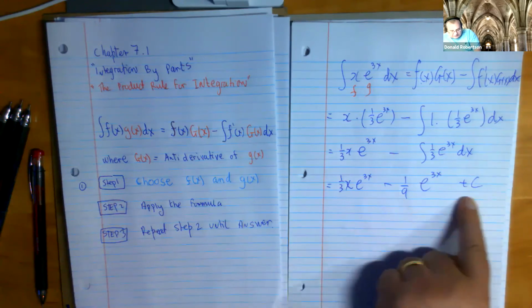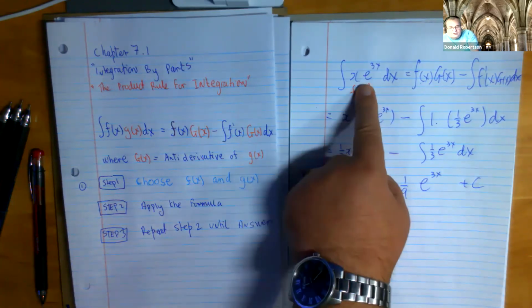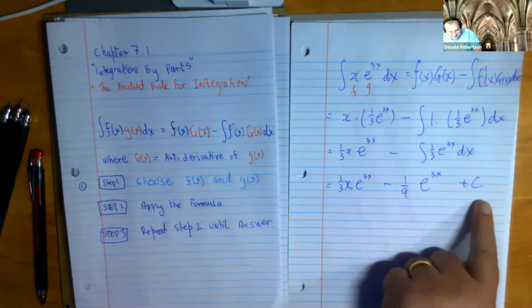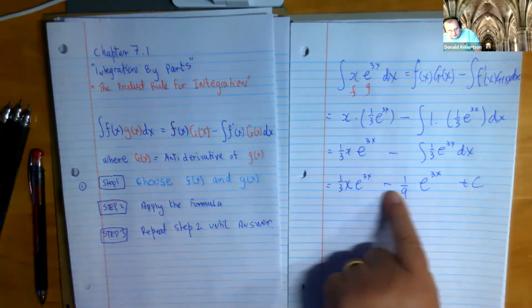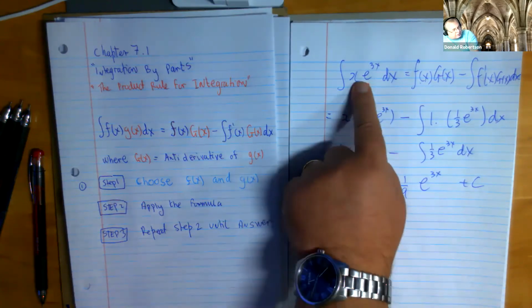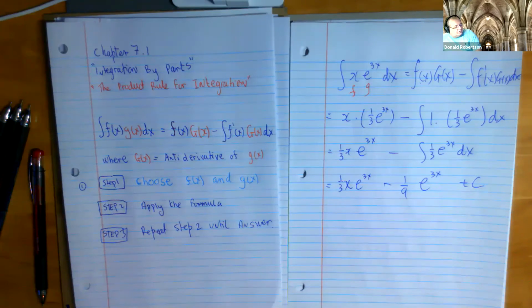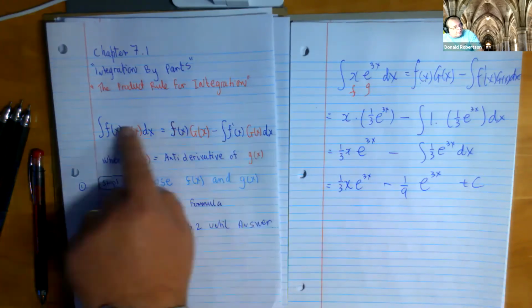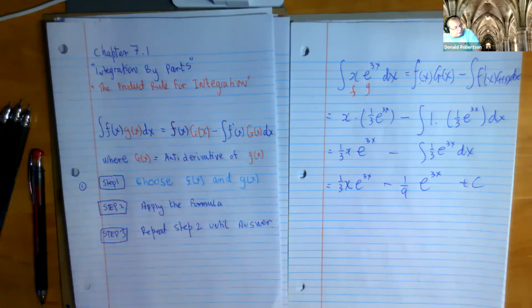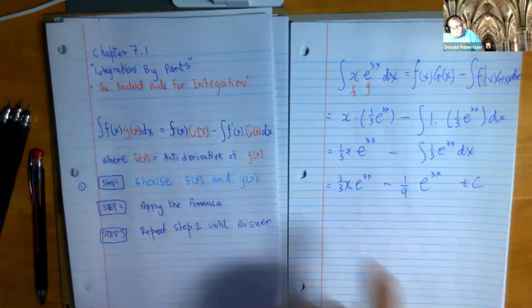This is the antiderivative of that. If you differentiate this, trust me, that's what you end up with. So it's quite impressive, the person who came up with this. Actually, the proof of it is that they just used the product rule, but worked backwards. And that's where this formula came from, if you're interested.